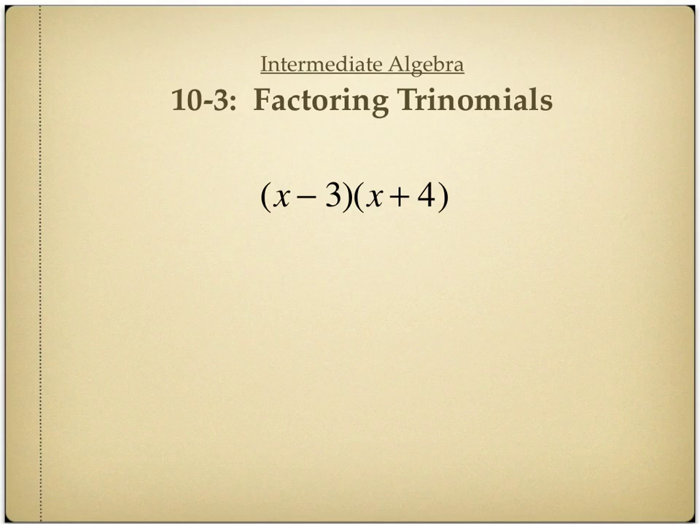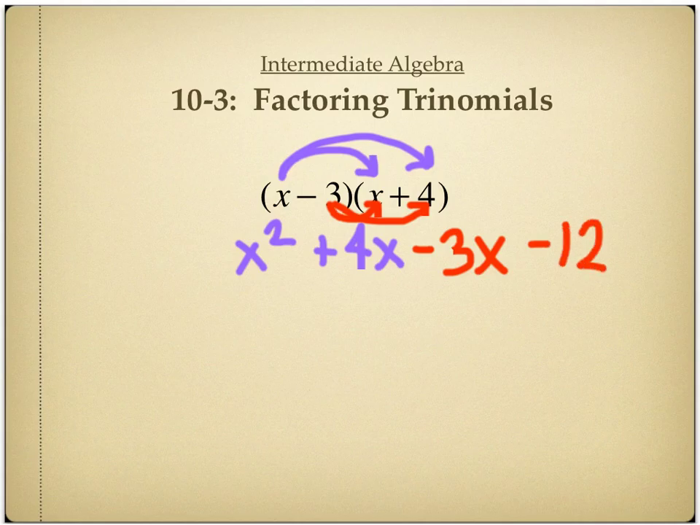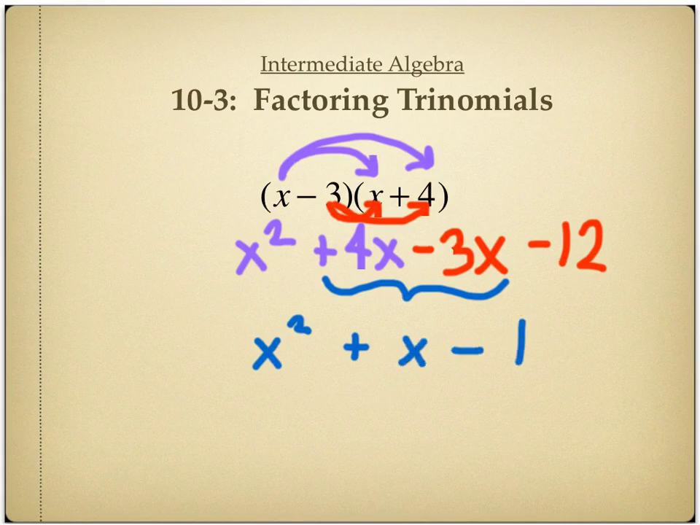You could use the FOIL method. Of course, x times x is x squared, and x times 4 is 4x. I'll change colors here, and we'll do the rest of the FOIL method. The inside ones, negative 3 times x is negative 3x, and negative 3 times 4, of course, is negative 12. Typically then when I do this, I can put together my middle terms, and so my final answer then is x squared plus x, 4x minus 3x is 1x, minus 12.